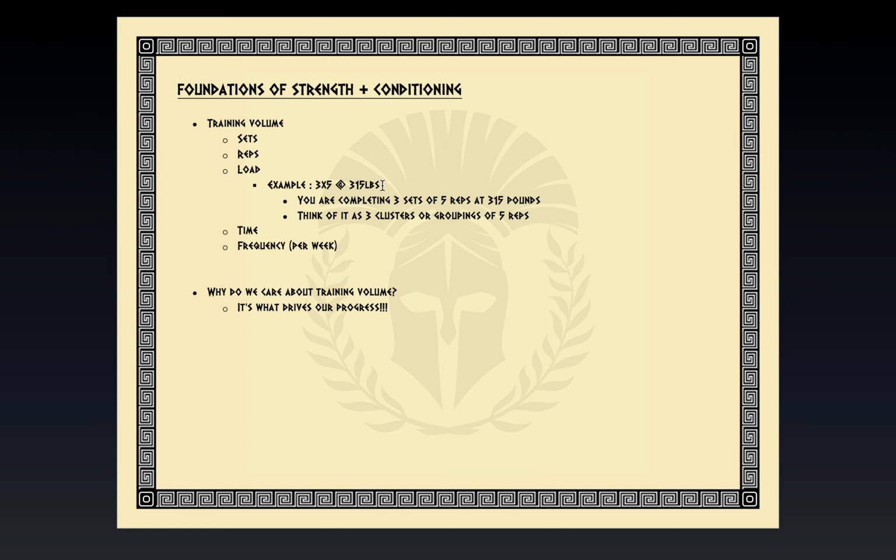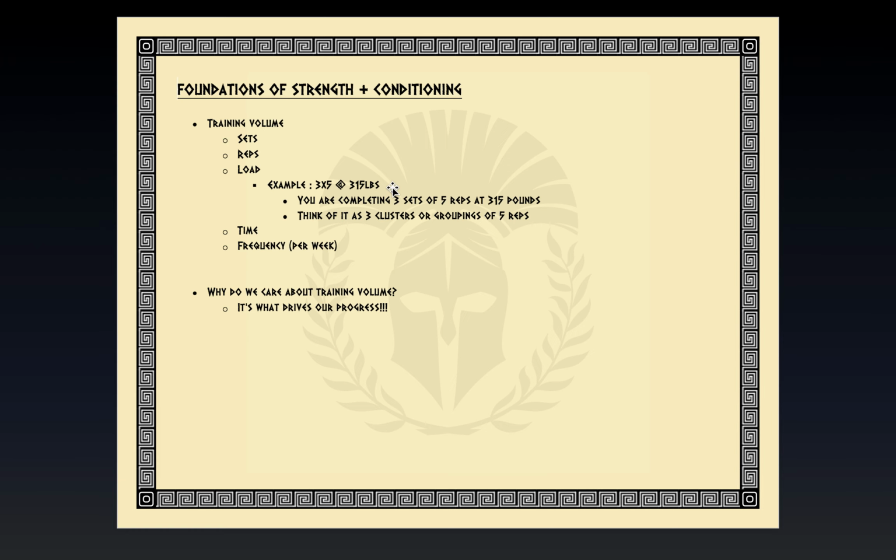Another way to look at this too, though, is ultimately, do some of the math here, right? 3 by 5, you're ultimately getting in 15 reps at 315 pounds. If you wanted to also look at the total tonnage that you're doing, you could multiply the 15 reps times the weight that you're doing. So again, really kind of depends how far you want to get into it. Gonna keep this just pretty basic here, but can obviously go down some more rabbit holes if need be. But just think of it that way, right?